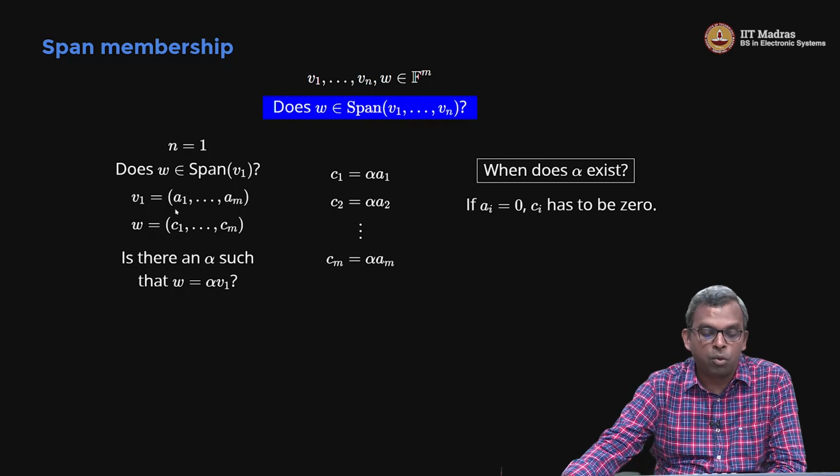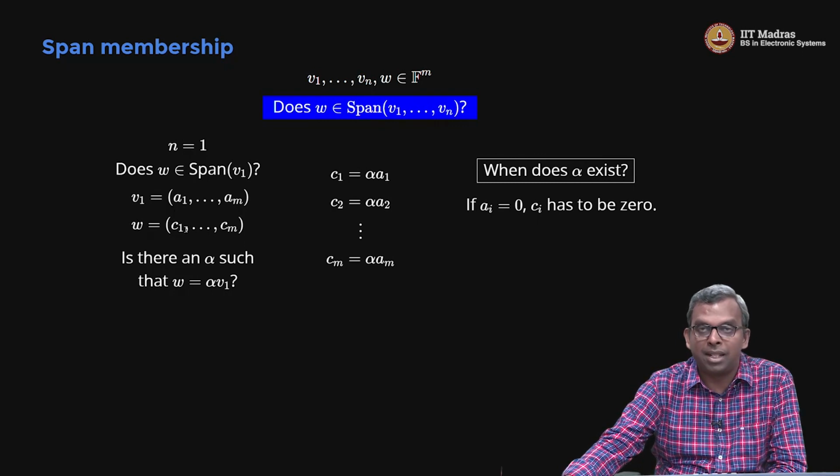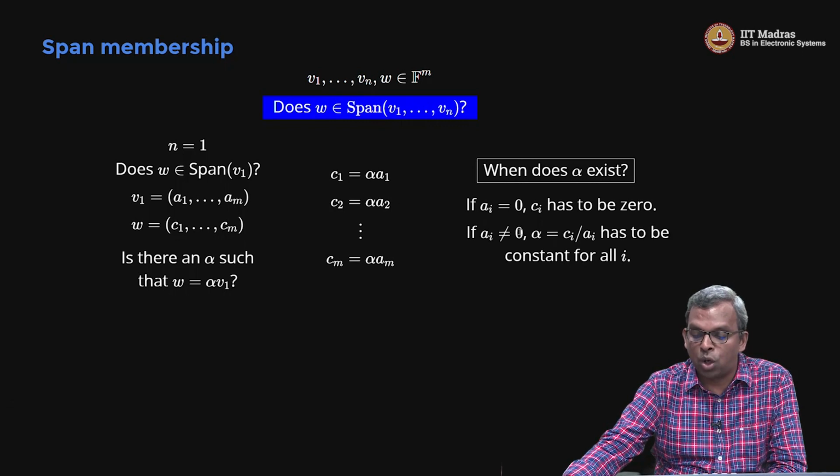In many cases, you may have ai being 0, but then the corresponding ci may not be 0. So, that immediately rules out the membership problem, right. So, this cannot be a multiple of this if you have this condition violated. Of course, if ai is not 0, for all the i's for which ai is not 0, the ci by ai, when you divide, you should get the same constant alpha. Only then such an alpha exists, right. So, it's a very easy condition, just a simple scaling condition.